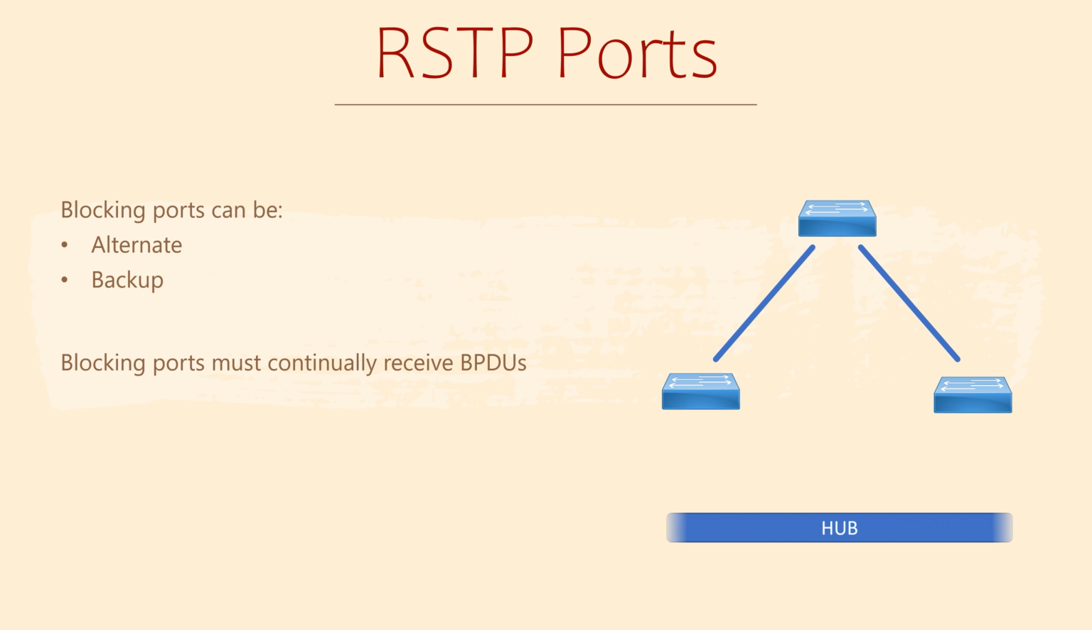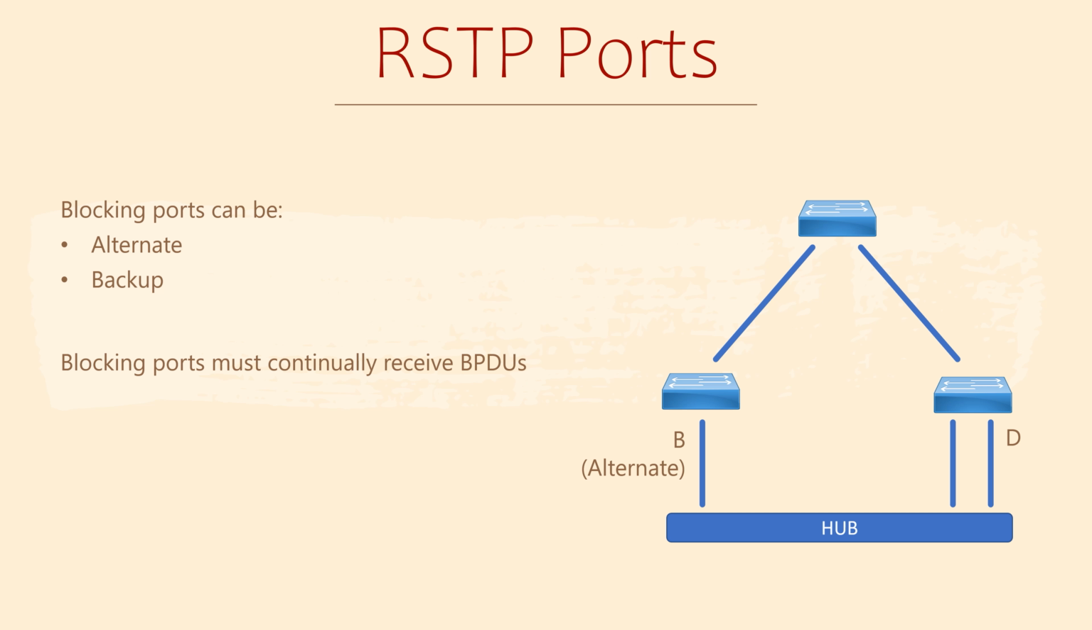Backup ports come into play when there is a shared segment. That is, something like a hub that allows 2 or more switches to connect to each other. In our example, one switch has 2 links. One link on this switch becomes designated. On the other switch, the port is blocking. This would be an alternate port as we just discussed.